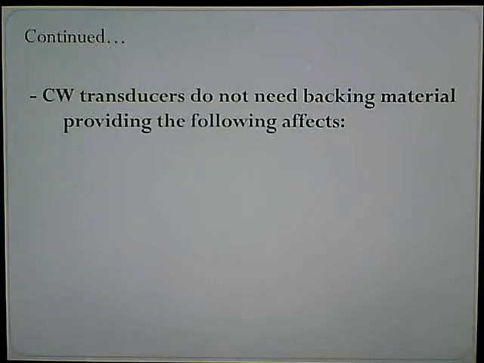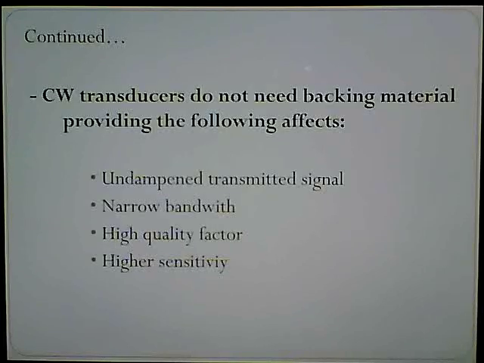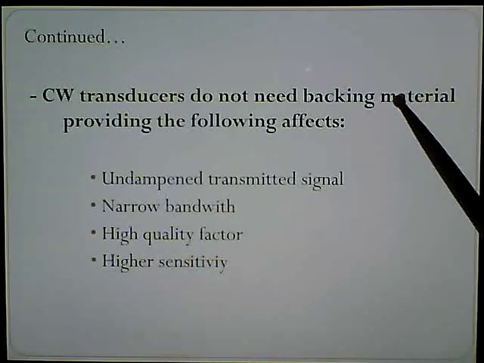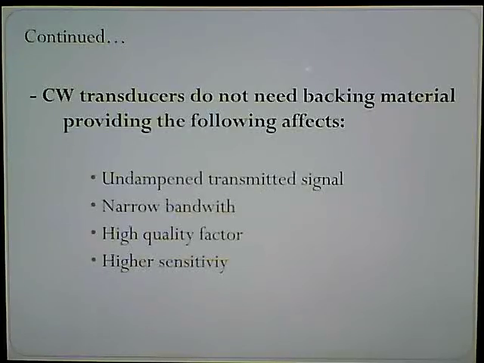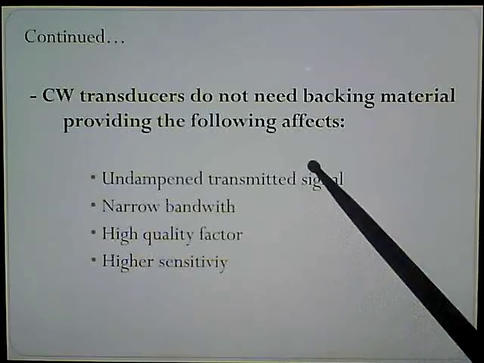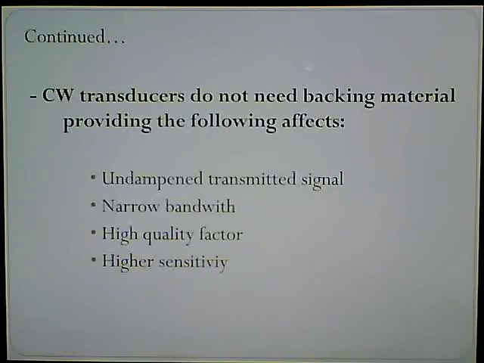Continuous wave transducers do not need backing material, providing the following effects. Again, imaging transducers need backing material, and we know what happens when we use backing material. We'll just take away the backing material and reverse it. We have an undampened transmitted signal. We have a narrow bandwidth. We have a high quality factor, and we have a higher sensitivity. With imaging transducers that have backing material, all of these are reversed. So take the backing material away because we don't need imaging. Let the pulses ring. Voila. That's what you have. Very simple.